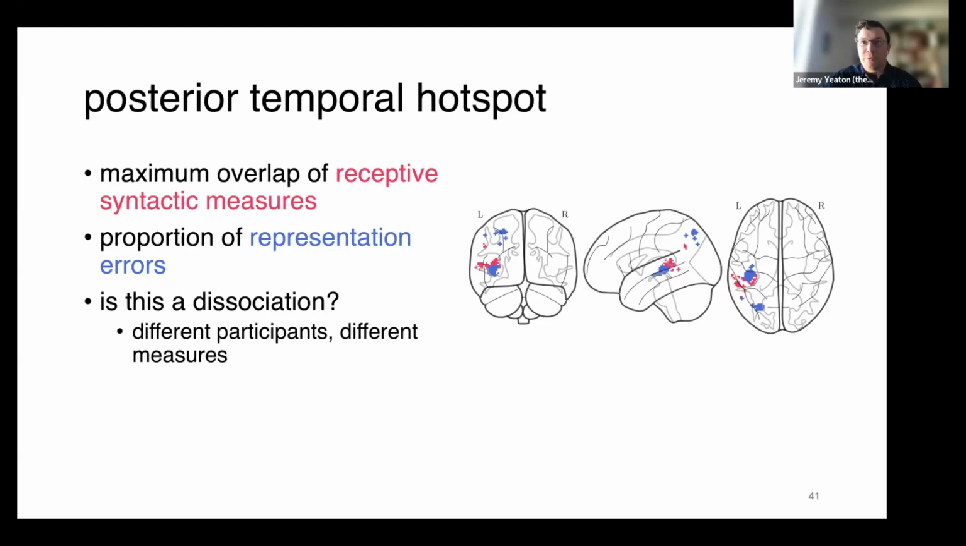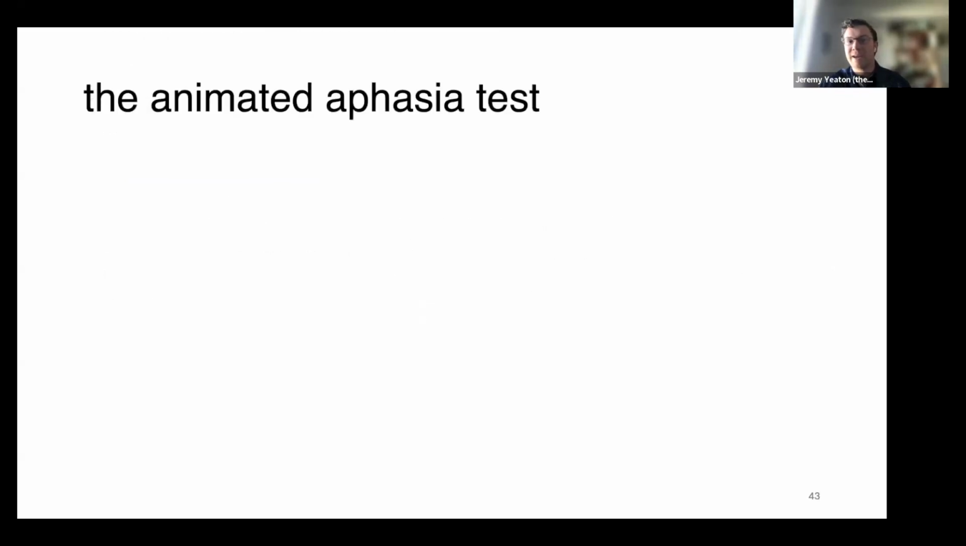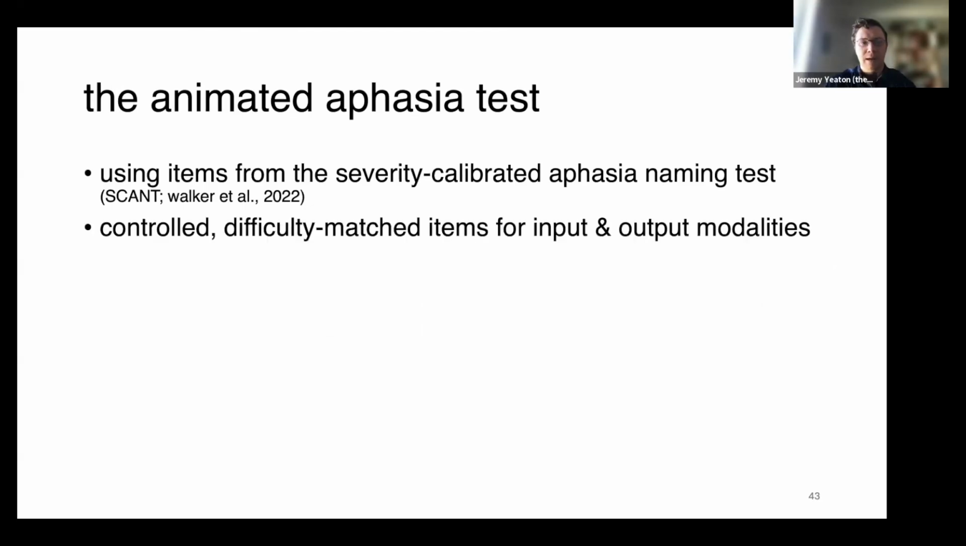So how do we get a clear dissociation? If a clear dissociation is possible, how can we approach this? For that, I have some tentative paths forward to suggest. The first one is the creation of my PhD advisor, Greg Hickok, which is the animated aphasia test. It uses items from the Severity Calibrated Aphasia Naming Test, or SCANT. The goal is to have controlled, difficulty-matched items for the input and output modalities.